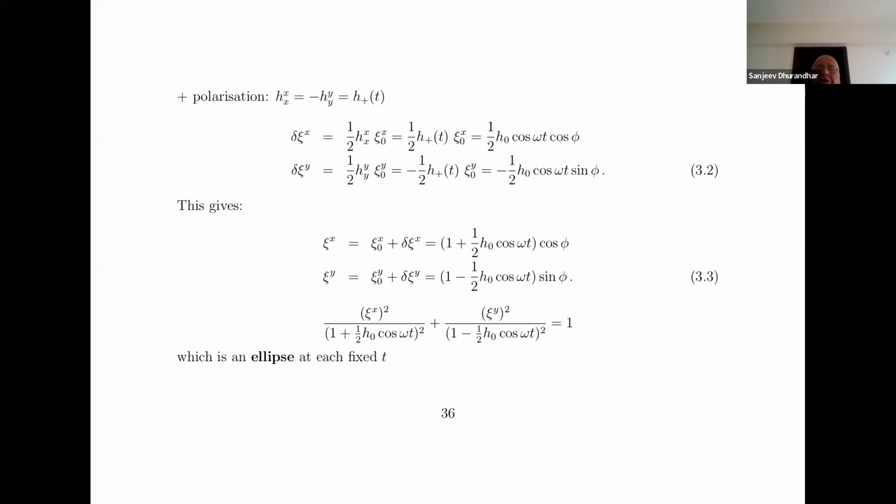And as you can see, this is just an equation of an ellipse, which is an ellipse at each fixed t. Okay. So as you can see here, if omega t is equal to zero or something like that, you'll get an ellipse which keeps on oscillating, okay? And the oscillations are along the semi major and semi minor axis, which are along the xy axis, an ellipse at each fixed t over here.